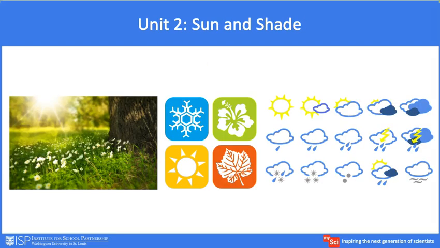By the end of this unit, students will understand how sunlight warms surfaces, how weather occurs in patterns, how animals respond to weather changes, and how we can track and prepare for different weather events.